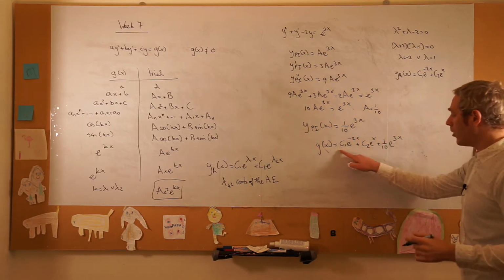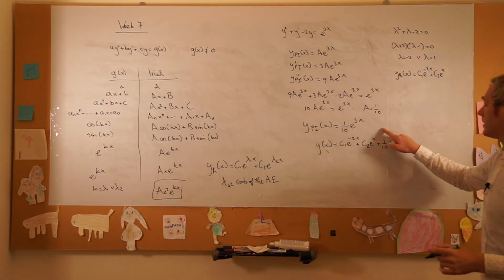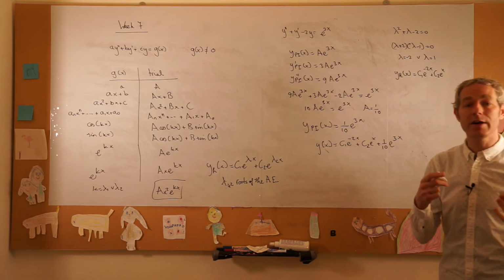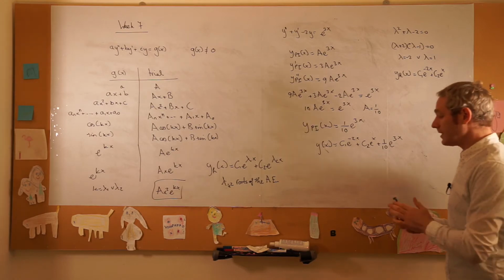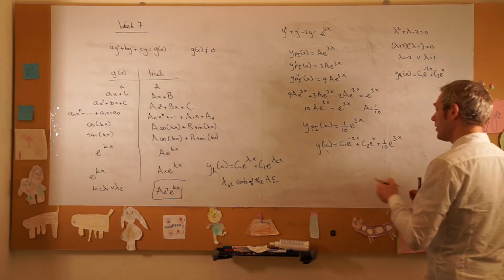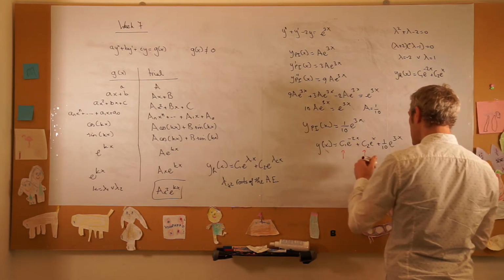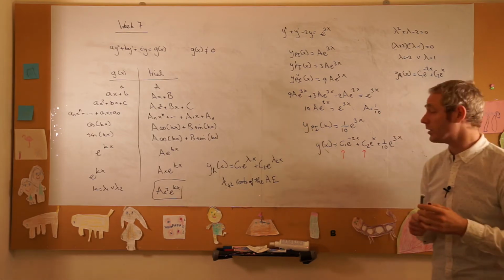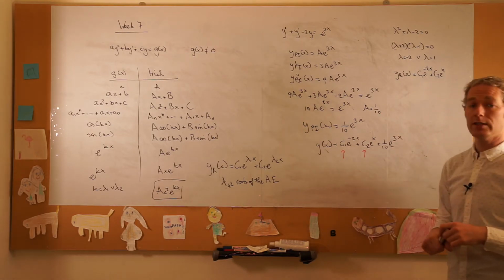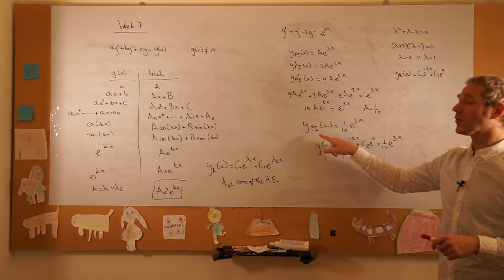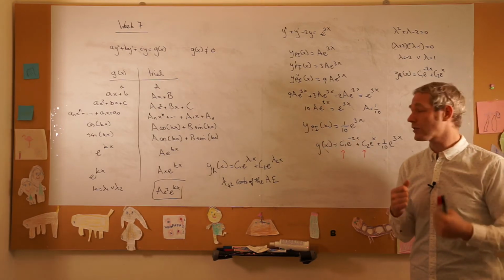So my homogeneous solution plus my particular integral. Now there's something very important here: I still have coefficients here. And remember, this is the general solution of a differential equation. I have a particular integral, but don't confuse that with the particular solution.